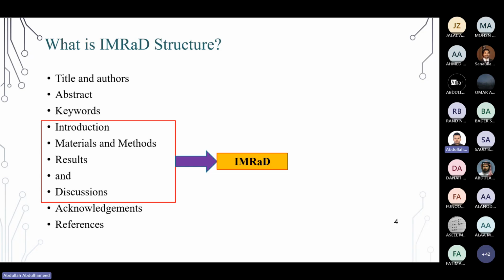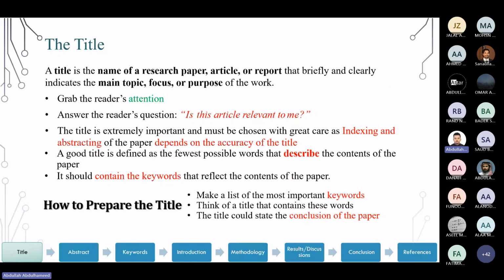So, of course, I will also explain the title, abstract and keywords, but the main focus of today will be on the IMRaD portion, which is the introduction, materials and methods. Materials and methods, we usually call the methodology, and then the results and discussion. So let me now start with the first element of a research article, which is the title.